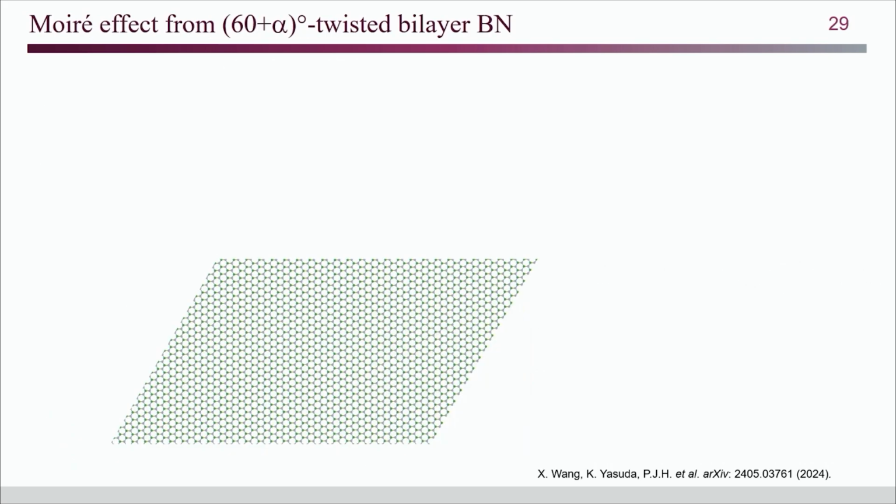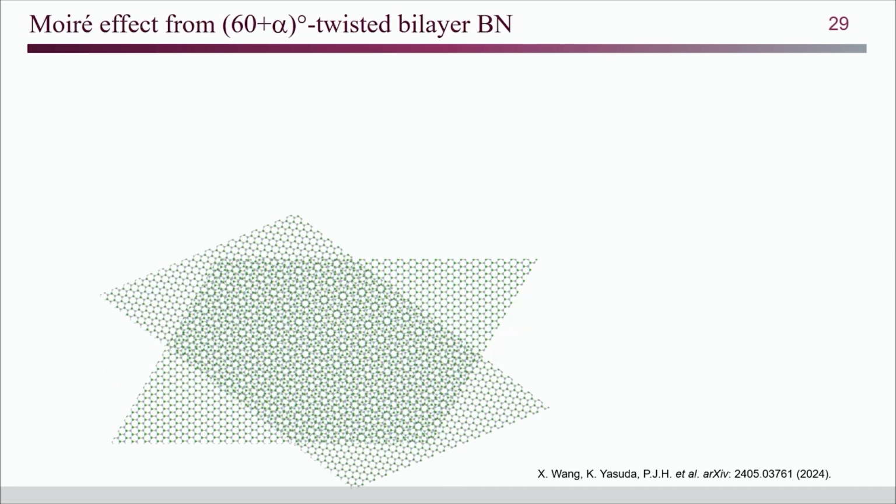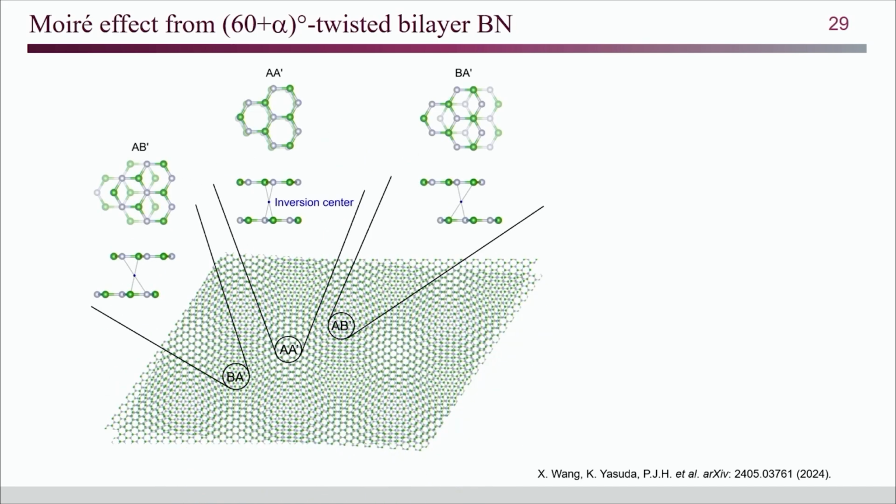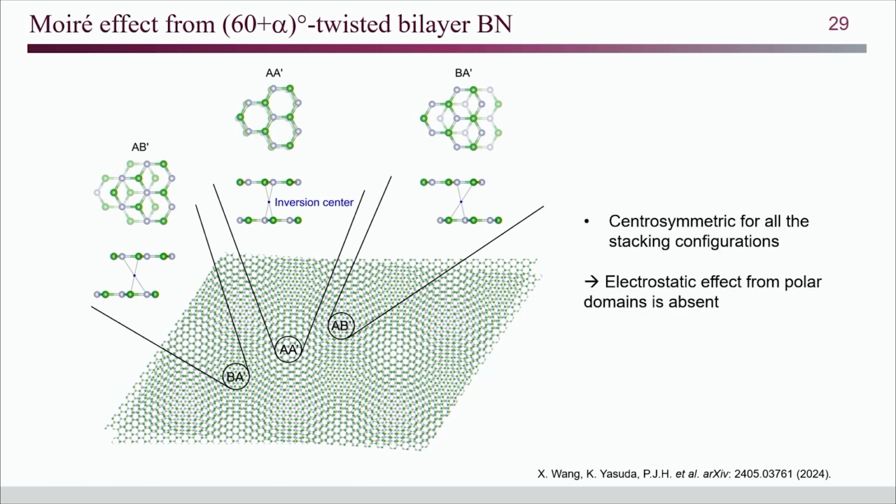Lastly, I want to mention that we also fabricate devices by twisting around 60 degrees for the twisted bilayer BN. Naively thinking, this 60-degree twisted BN is very close to the 180-degree one because of the threefold symmetry. Therefore, if you just consider this stacking order, for all of them, you have this inversion center between these two layers, so that there shouldn't be any electrostatic effect from these polar domains.